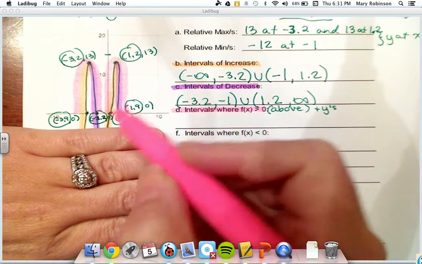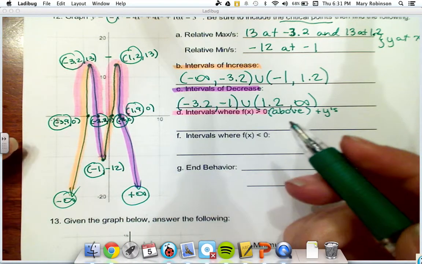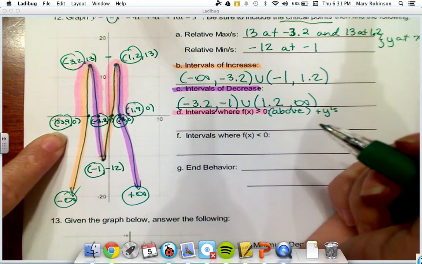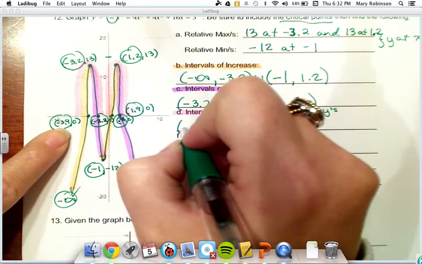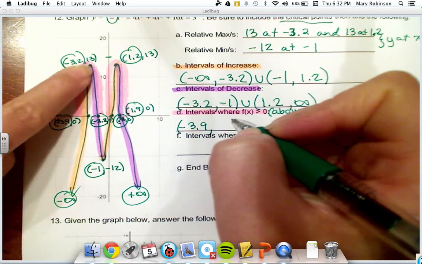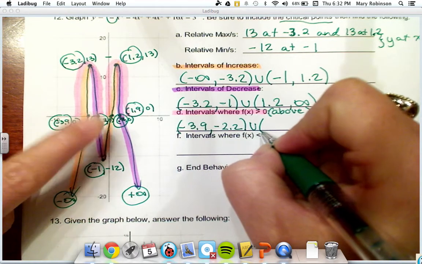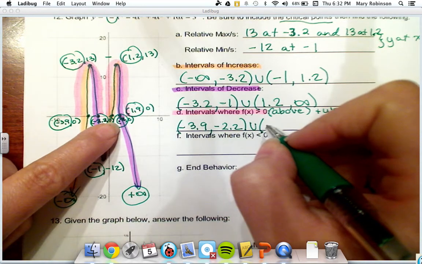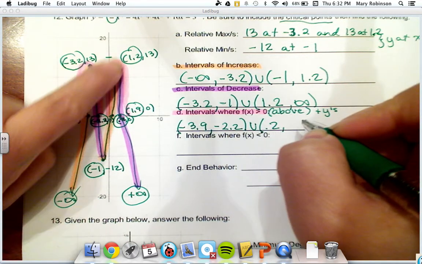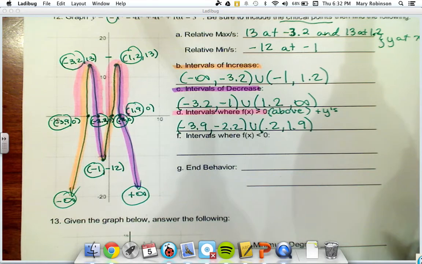And it's above, so that means it doesn't matter about the increasing, decreasing part. So remember at this time we are done using our max and min values and we're actually only going to use our x-intercepts, our zeros. So starting from left to right, it's above from negative 3.9 to this x value of negative 2.2, union, pick up my finger, and then this value was 0.2 to 1.9. And that's where it's above the x-axis.